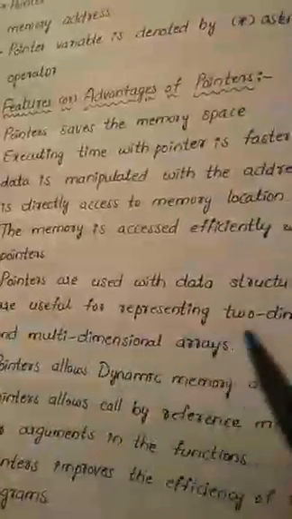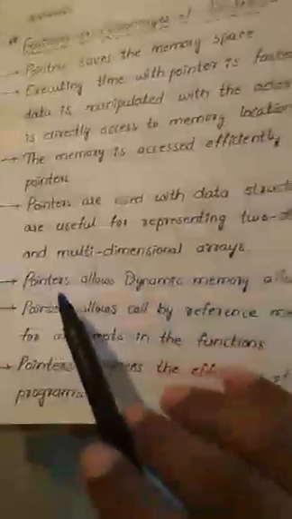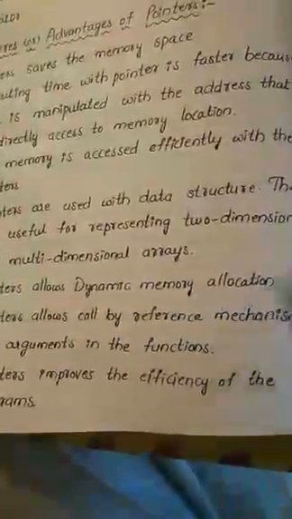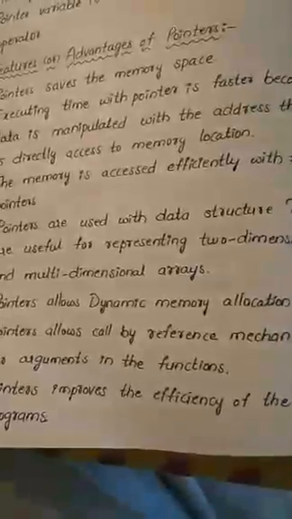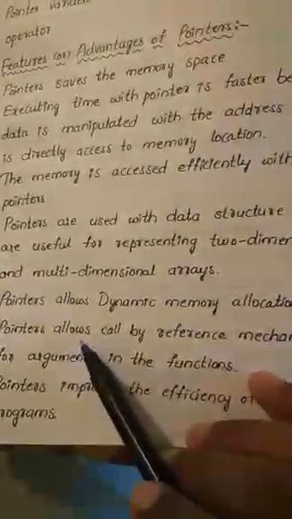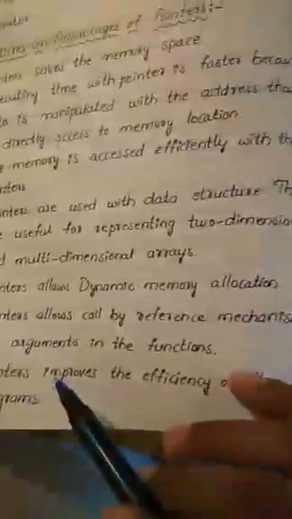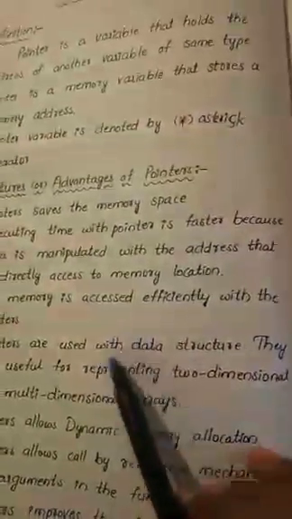They are useful for representing two-dimensional and multi-dimensional arrays. Pointers allow dynamic memory allocation, meaning we can dynamically allocate memory through pointers. Pointers allow the call by reference mechanism for arguments. Pointers improve the efficiency of programs, right? So this is the pointer and the features, advantages of pointers.